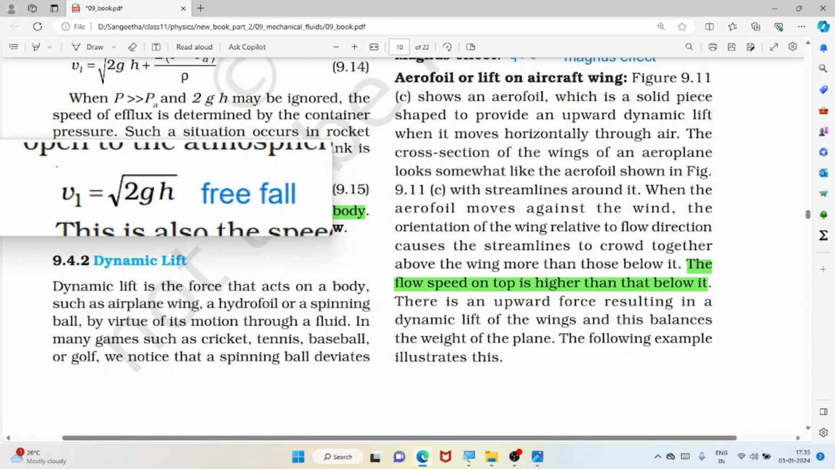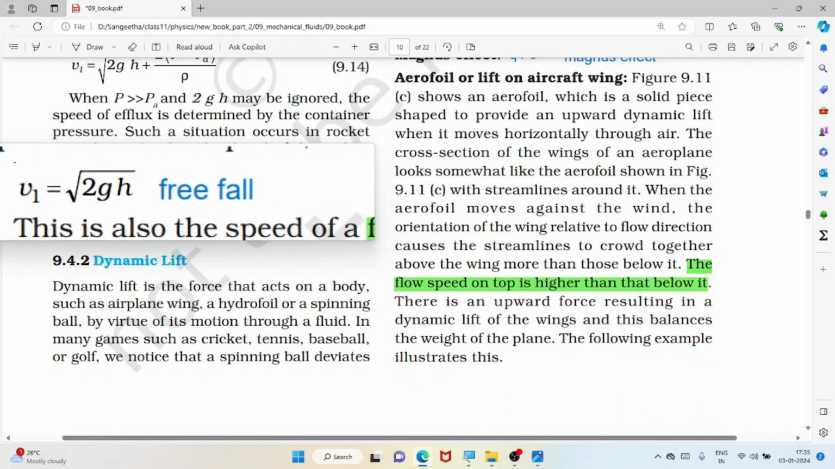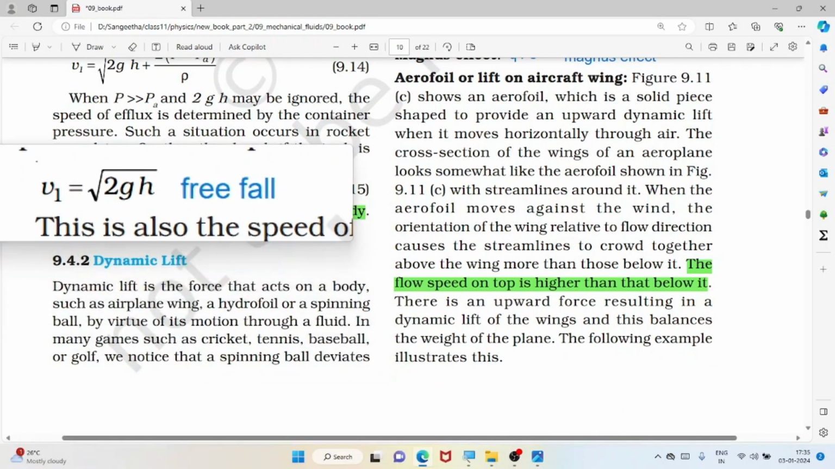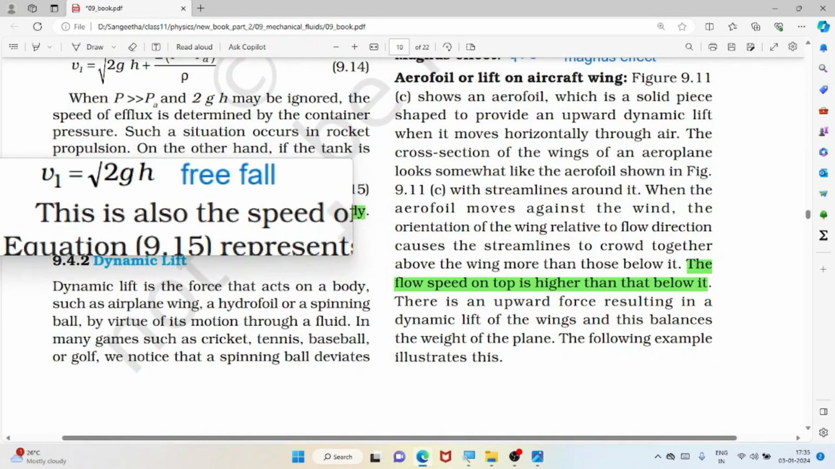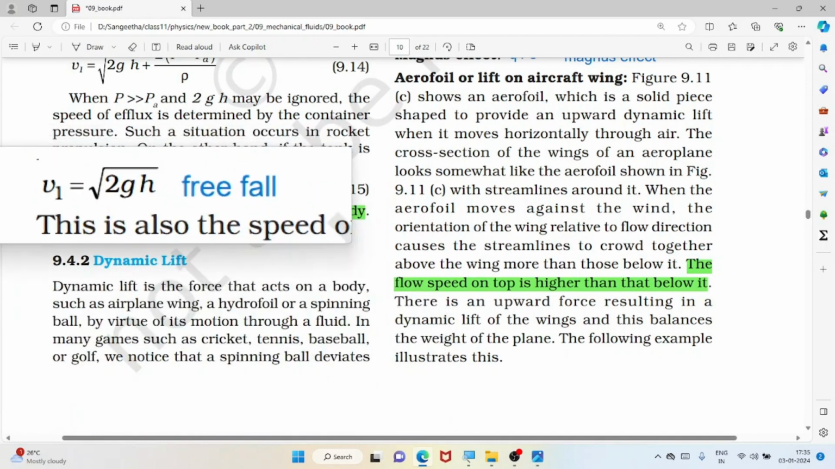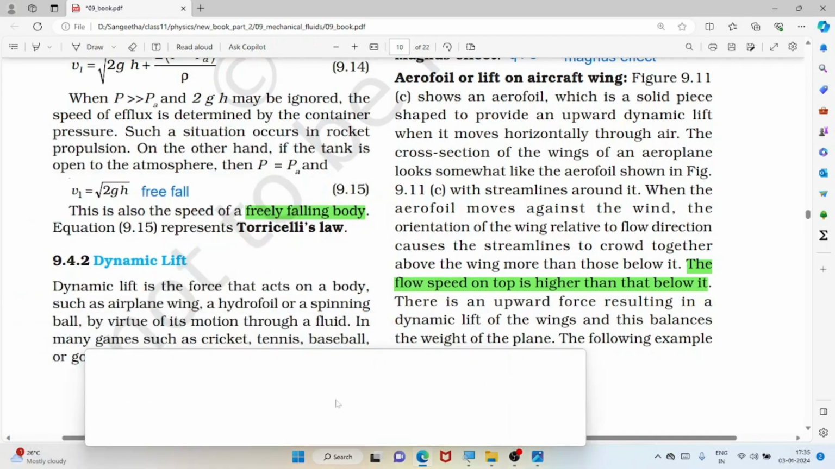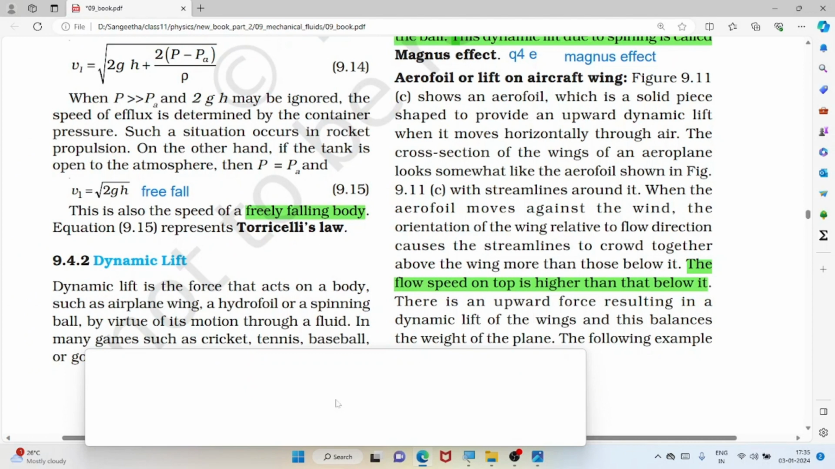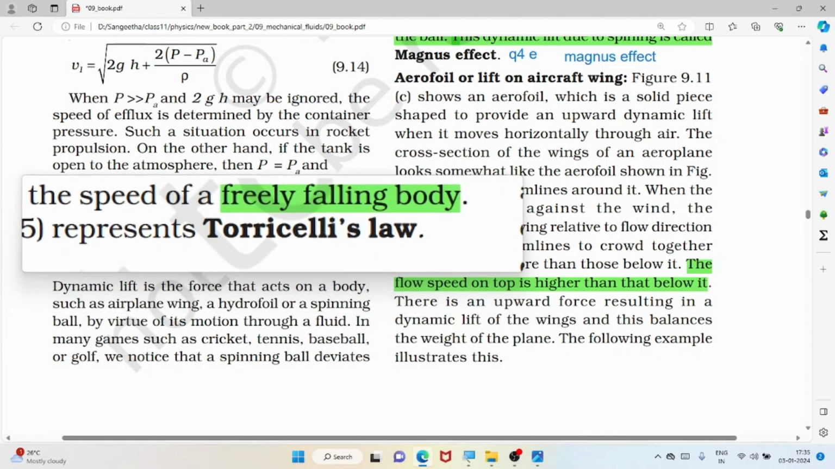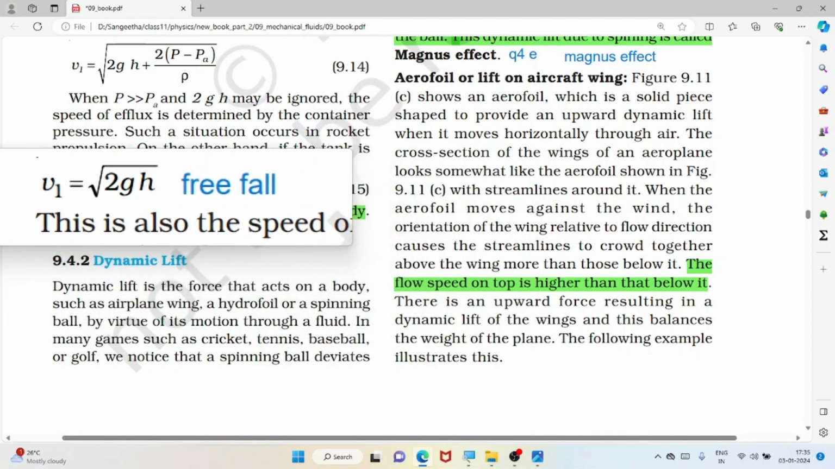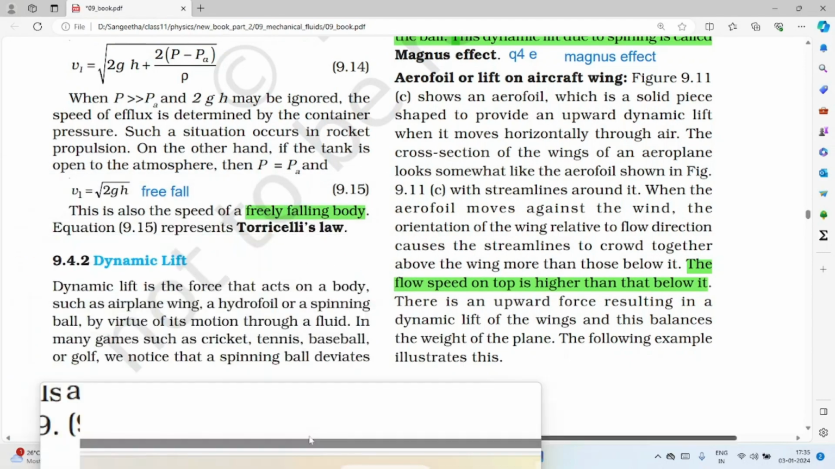This is the free fall. The velocity of a free falling object is independent of the mass. You see, it is 2gh only, so that is independent. If you drop two objects with different mass, they will reach at the same time. Freely falling body velocity is independent of the mass.